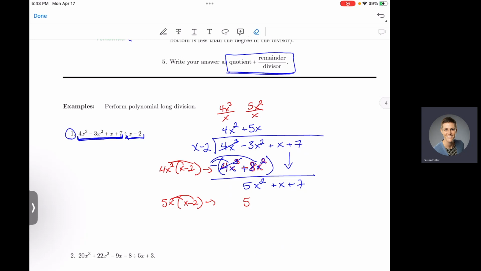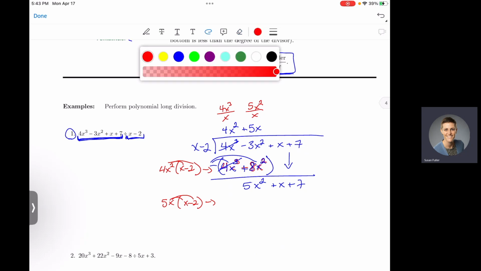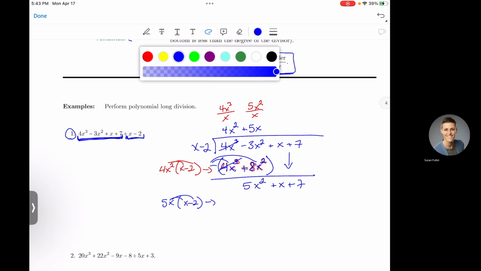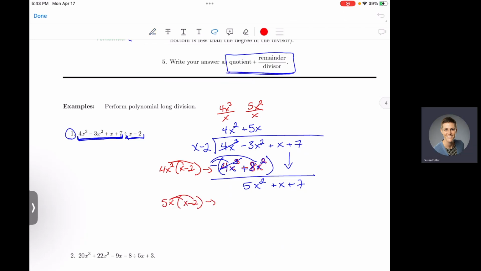I'm going to switch colors now. The stuff that's in red is kind of optional to write. You can do that to help yourself out, but you don't have to. It's not typically part of what the write-up looks like. But that's what is happening to create the pieces here.